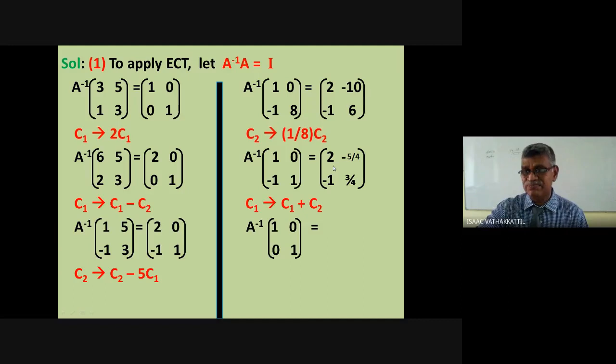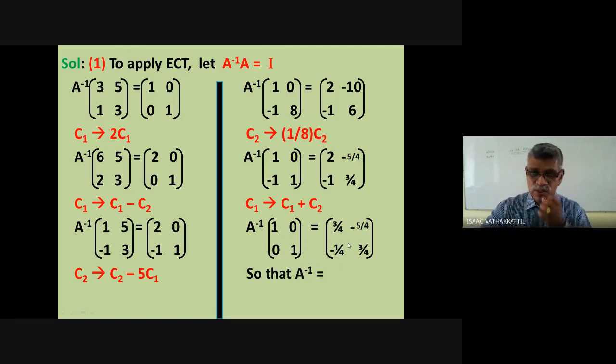2 fours are 8 minus 5 by 4 is 3 by 4. And here minus 5 by 4. Minus 1 plus 3 by 4, that is minus 1 by 4, and 3 by 4. So this is the identity matrix. So you have A inverse equal to 3 by 4, minus 5 by 4, minus 1 by 4, 3 by 4. Clear?